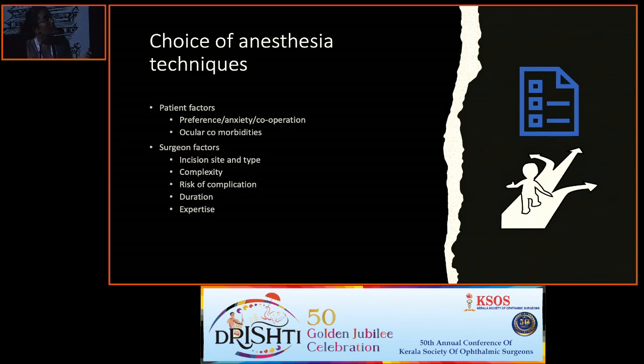Now, if the patient is likely to get a trabeculectomy in the future, then we have to spare area for a good bleb. If the patient has an ocular surface disorder like ocular cicatricial pemphigoid or Stevens-Johnson syndrome, then we would rather not do a subtenon block so that the symblepharon doesn't progress. Now, the surgeon factors include the site and type of the incision, the complexity of the procedure, the risk of complications, the duration of the surgery, and the expertise of the surgeon.